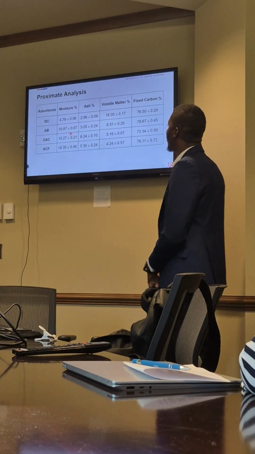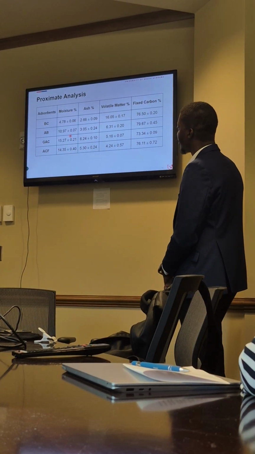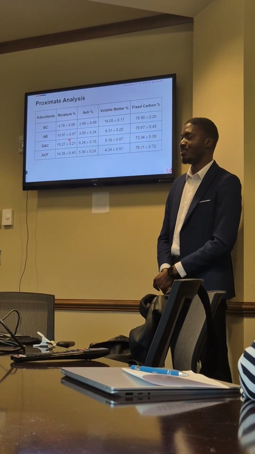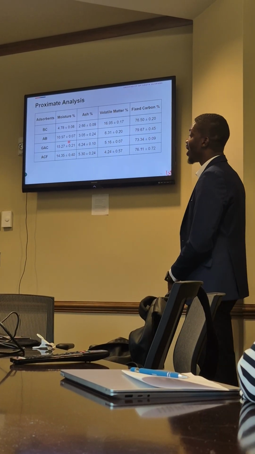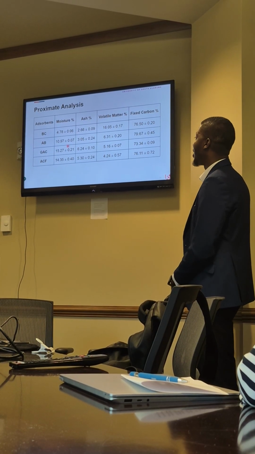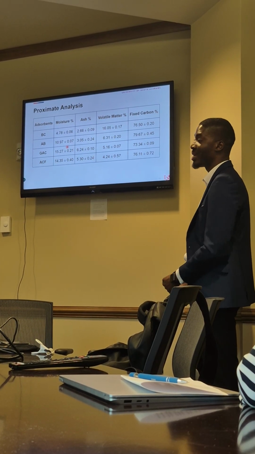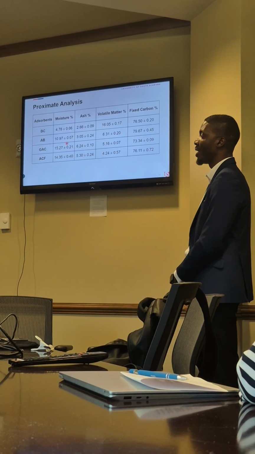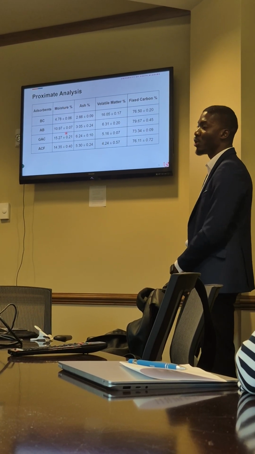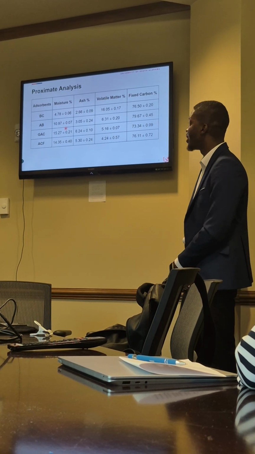So for our results for our proximate analysis, generally, carbon adsorbents have low moisture content below 20%. They also have ash contents less than 10%, and they generally have volatile matter as high as 30%, but once they are activated, their volatile matter can be as low as 10%. And generally, carbon adsorbents have a carbon content above 70%.